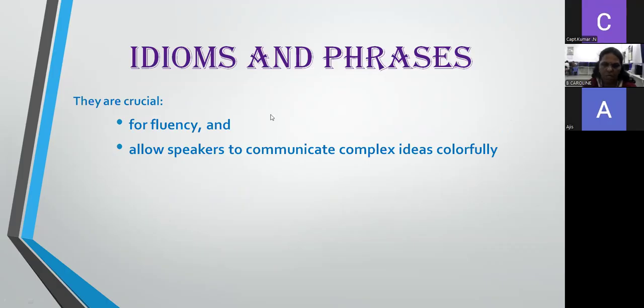But why should we use idioms and phrases? Actually, idioms and phrases are very common in all the languages. Every language has its own idioms and phrases. And why should we use them while speaking or while writing? Okay, they're very, very important for fluency. When you use idioms and phrases, that means you are very fluent in that language. Okay, and it allows the speaker to communicate complex ideas colorfully. So it makes our speech very interesting.